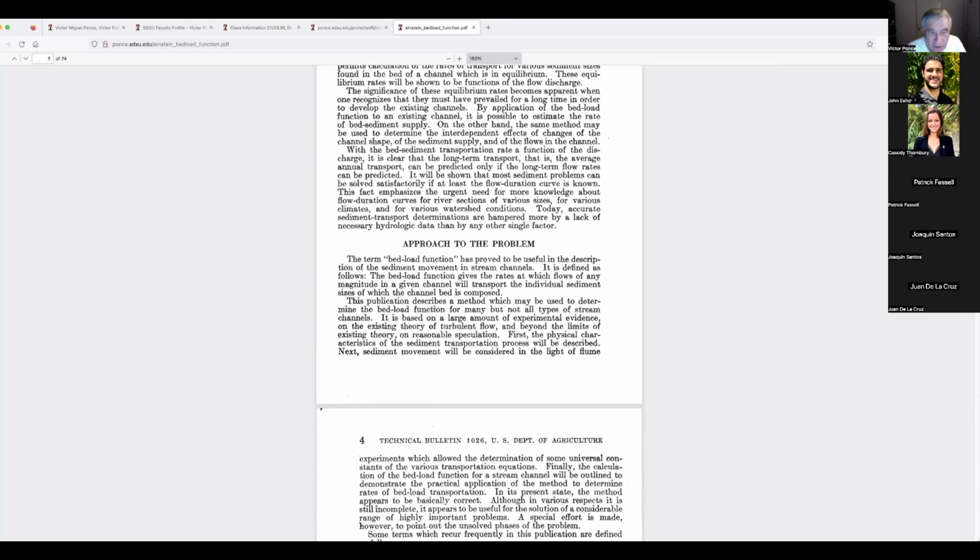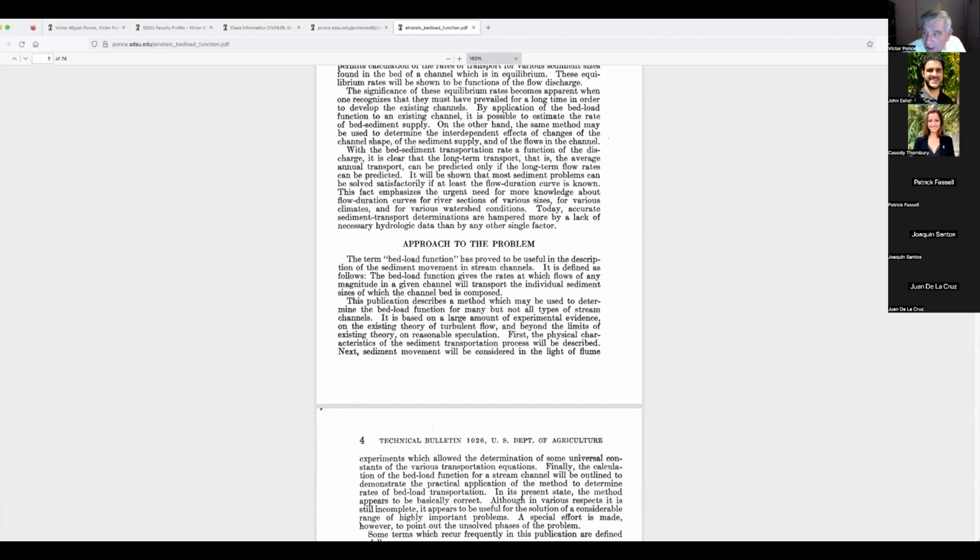Approach to the problem. The term bedload function has proved to be useful in the description of the sediment movement. It is defined as follows. The bedload function gives the rates at which flows of any magnitude in a given channel will transport the individual sediment sizes of which the channel bed is composed. And he's going to be talking about the movement of the bed by jumping and slipping as opposed to the suspended. But then eventually he's going to get also to the suspended.